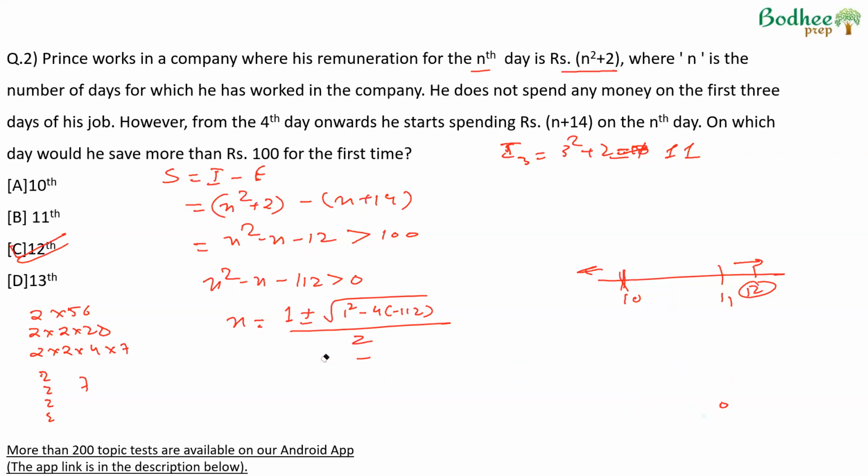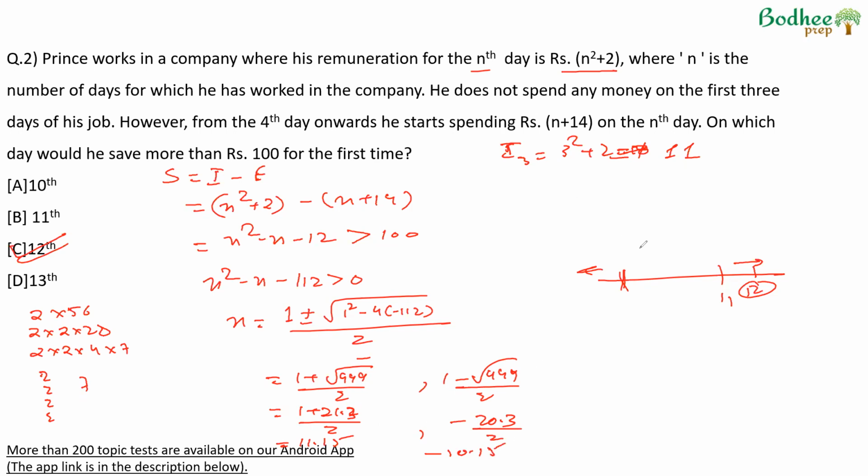The values of n, or the critical points, will be 1 plus root of 449 by 2 and 1 minus root of 449 by 2. Root of 449 will be 21.3 approximately. So 1 plus 21.3 by 2 will come out to 11.15. This will be negative, minus 20.3 upon 2, so minus 10.15. So the critical points will be minus 10.15 and 11.15. More than this and less than this will be the positive values. After 11.15, the first integral value is 12, and that becomes the answer.